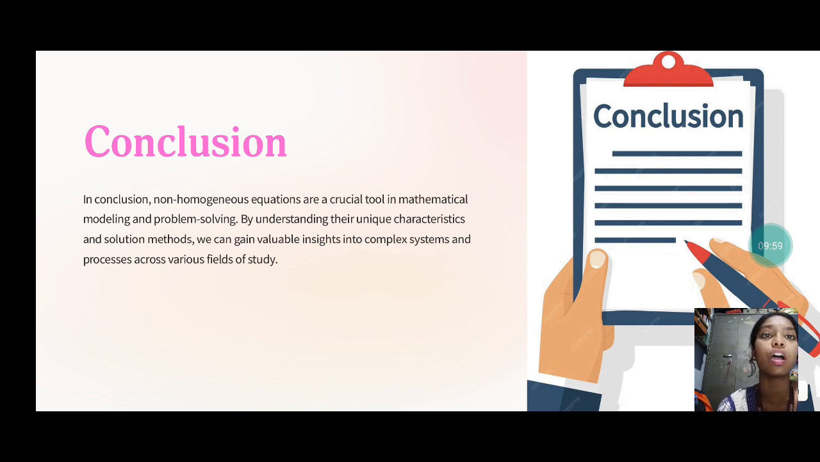Conclusion. In conclusion, non-homogeneous equations are a crucial tool in mathematical modeling and problem solving. By understanding their unique characteristics and solution methods, we can gain valuable insights into complex systems and processes across various fields of study.